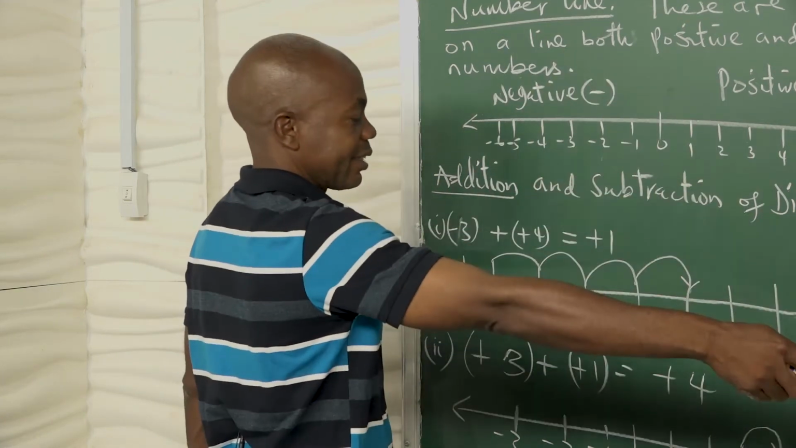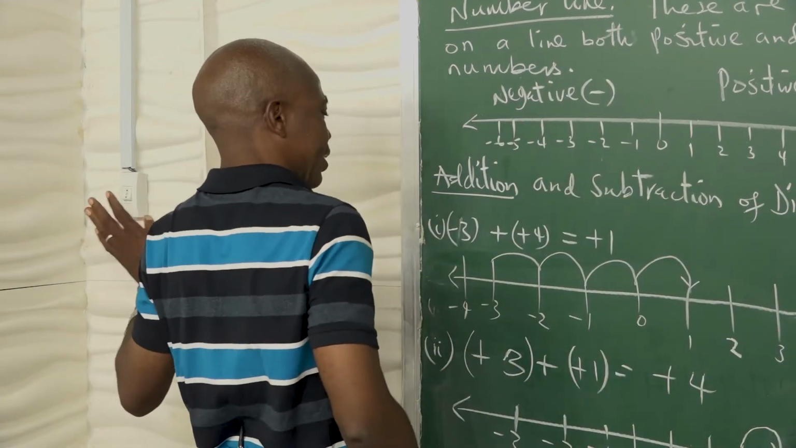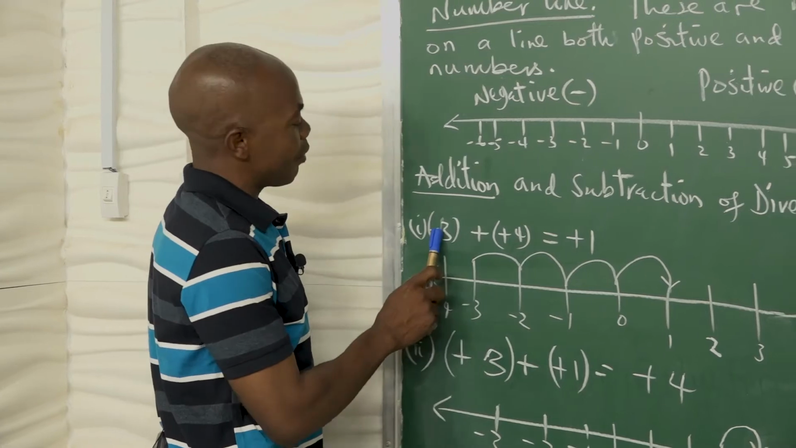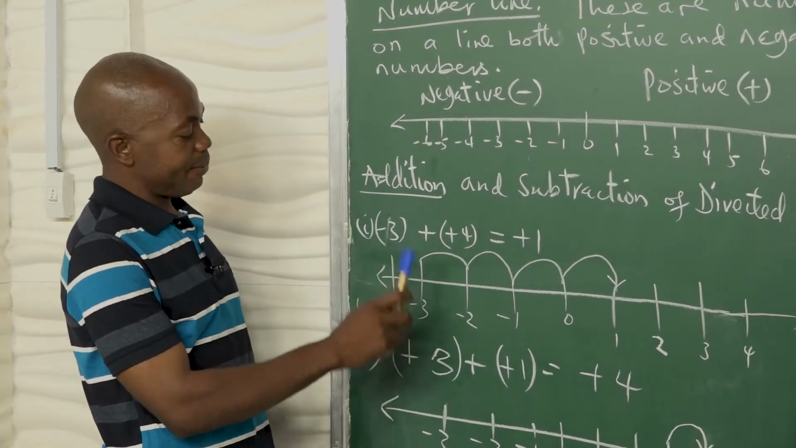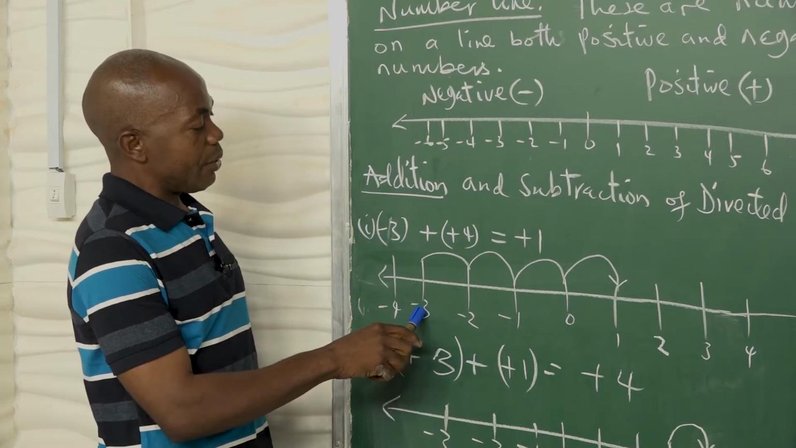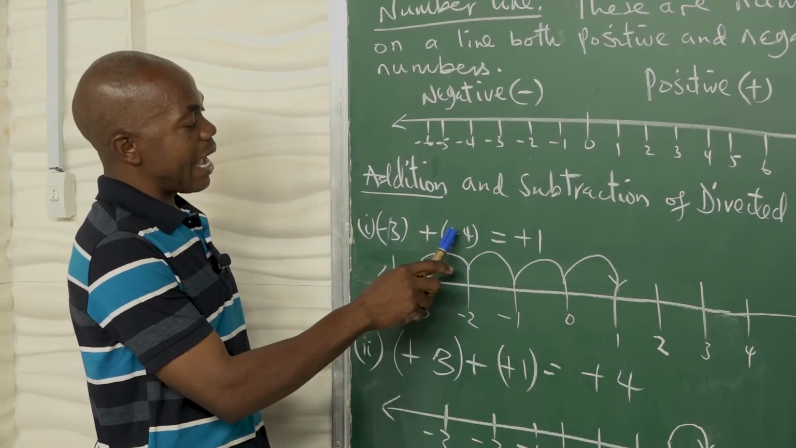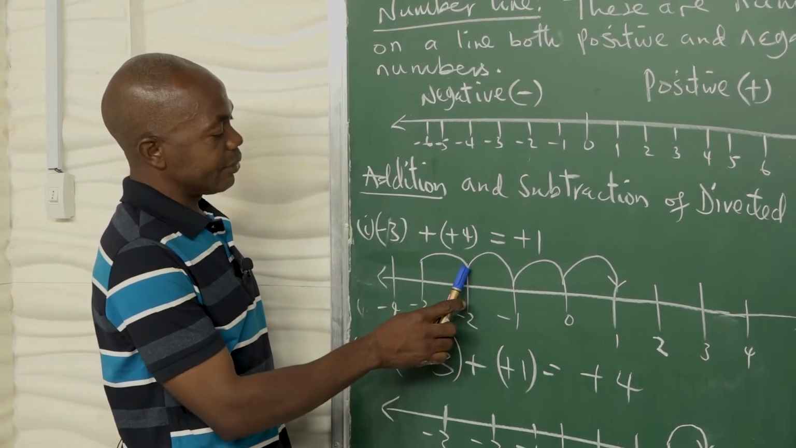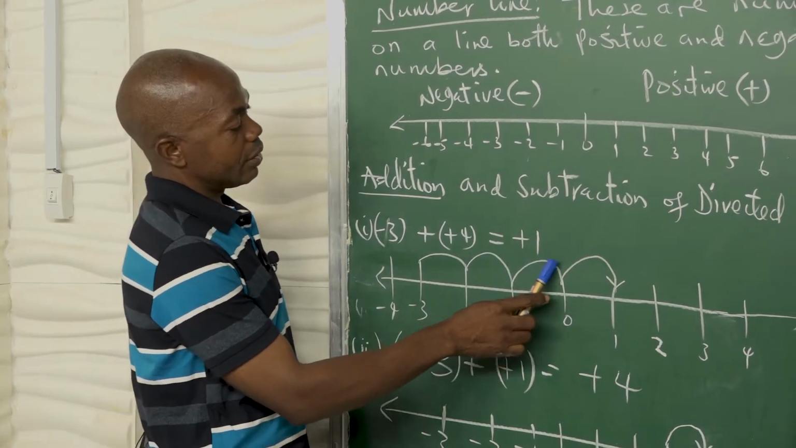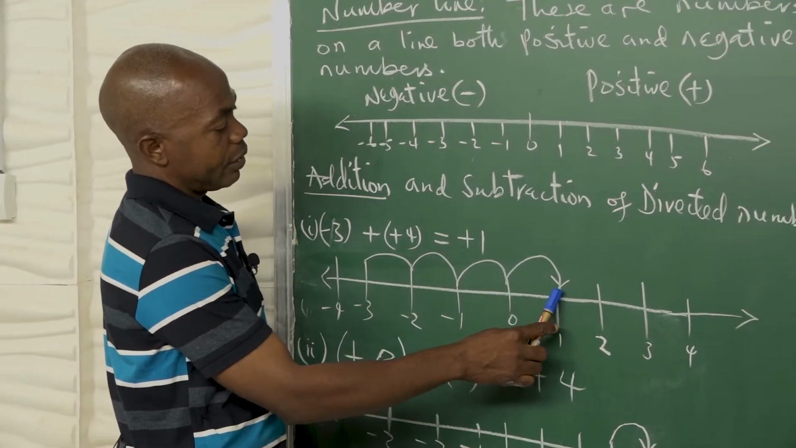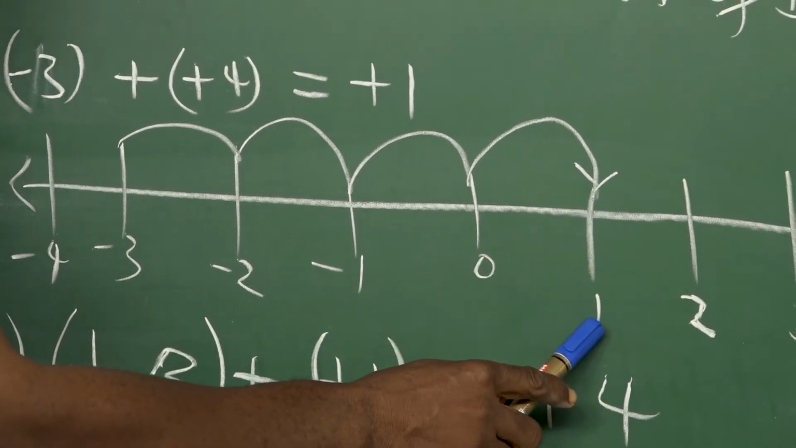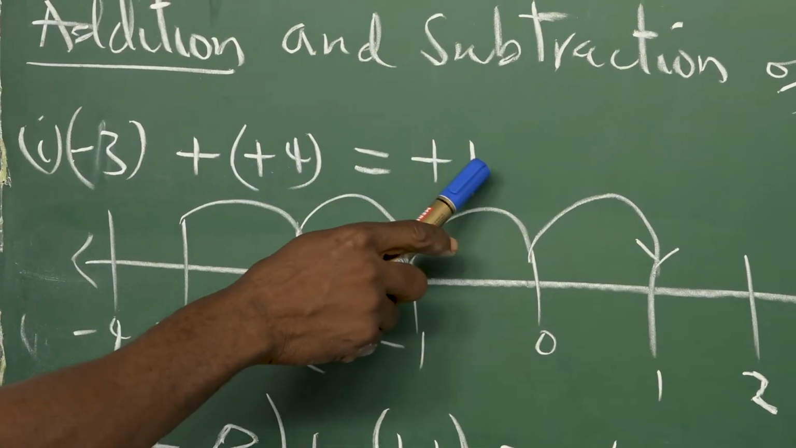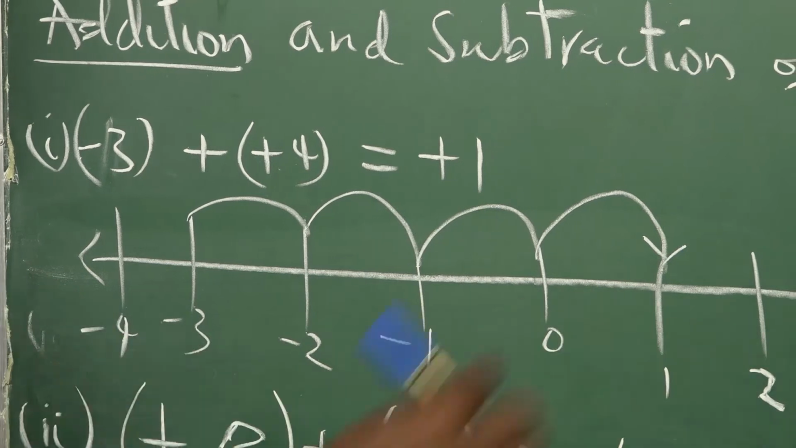Plus is to the right. Minus is to the left. So if we are asked to add -3 and +4, we start from the first number here, which is -3. This is the column for -3. To add, we count 4 times. Anywhere we stop is the answer. So we count 1, 2, 3, and 4. What is the arrow pointing at? 1. -3 plus 4 is equal to +1. It's a demonstration that you don't need to argue.